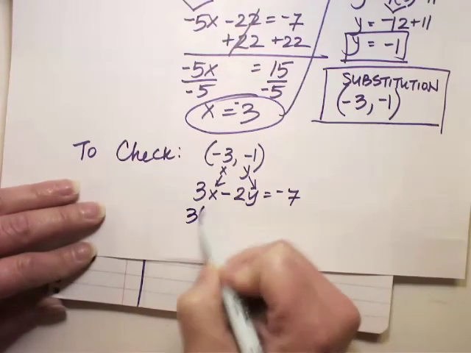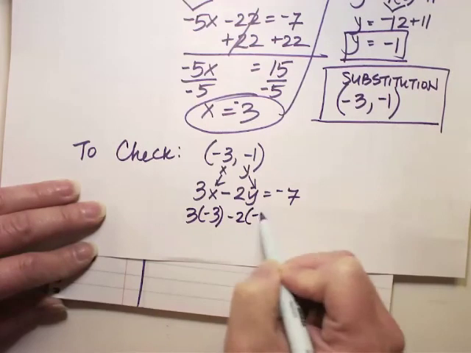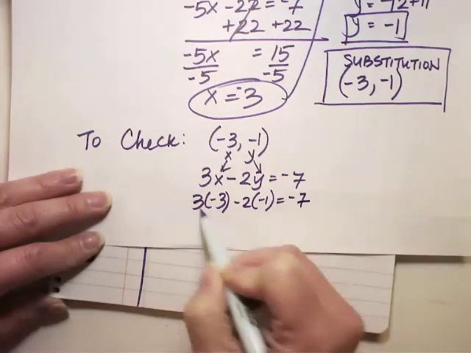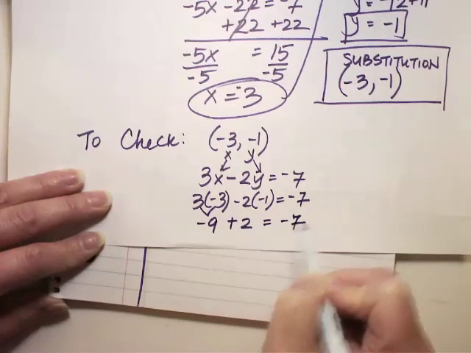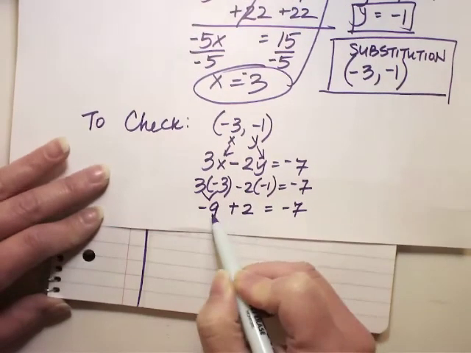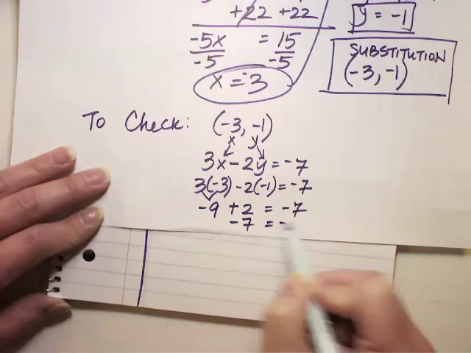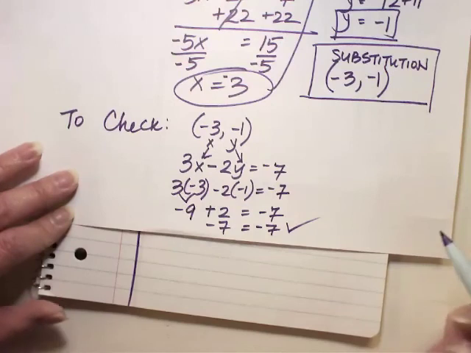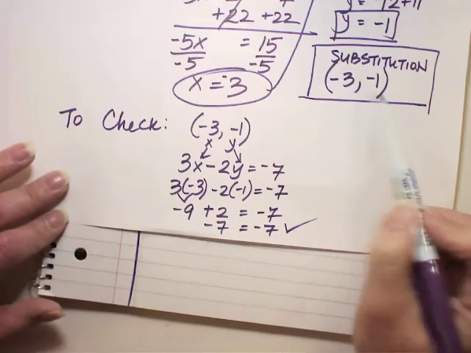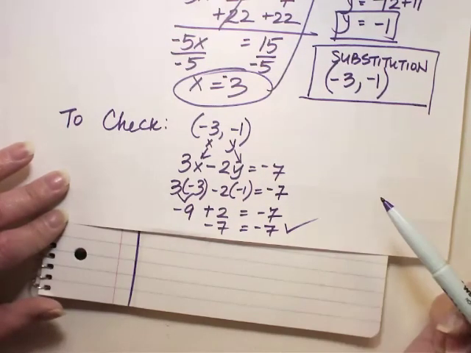So I get 3 times negative 3 minus 2 times negative 1 equals negative 7. I get negative 9 plus 2 equals negative 7. And in fact, negative 9 plus 2 is negative 7. So I know this is a check. It will work. Okay? So if you ever get stuck and you want to check your answer, you can replace both of them into one of the equations to see if it works.